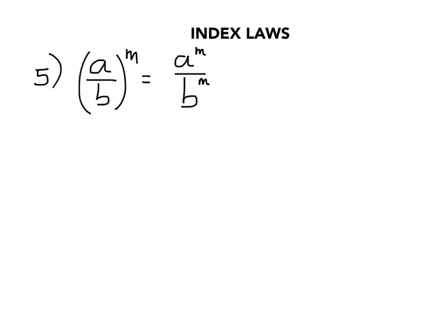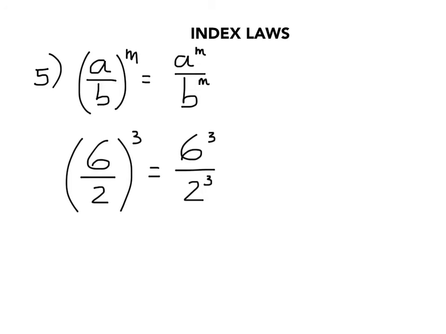In the next case, we have the quotient of two numbers raised to a power. So the result of the division between a and b is raised to a power of m. And that corresponds to raising a to the power of m and then dividing it by b raised to the power of m. For example, the result of 6 divided by 2 raised to the power of 3 is the same thing as 6 cubed divided by 2 cubed.